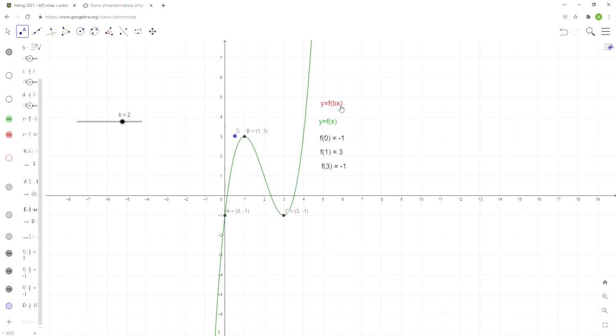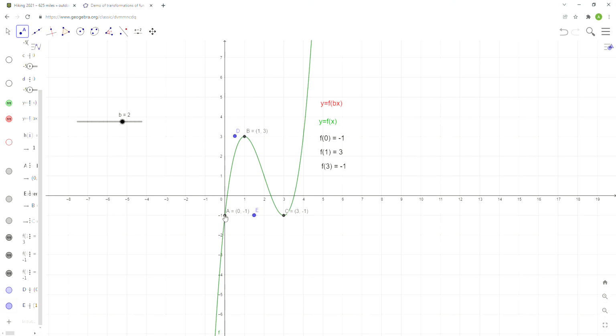So we're going to have to set x equal to 1.5, so that we're putting in f of 2 times 1.5, which gives us f of 3, which gives us minus 1. So this trough is going to occur when x is 1.5. It's going to occur over here.